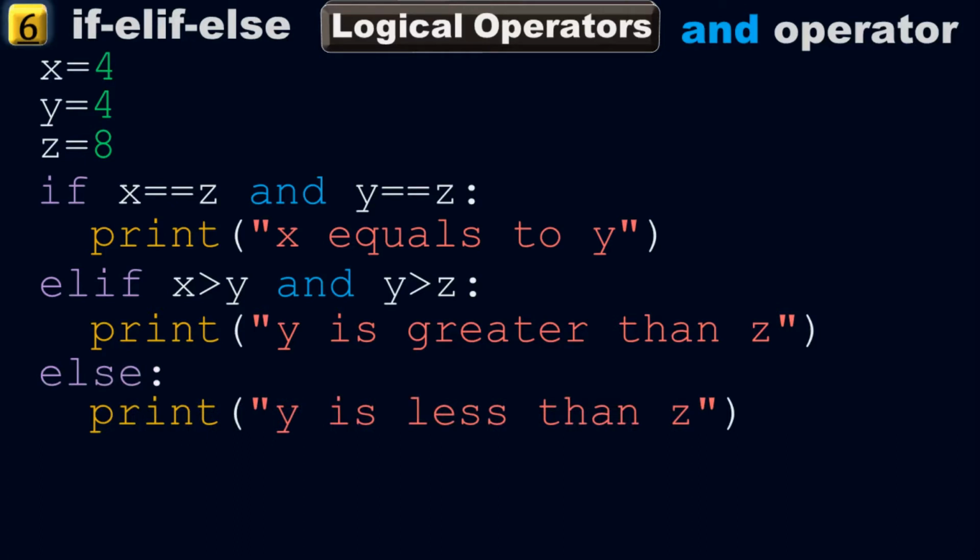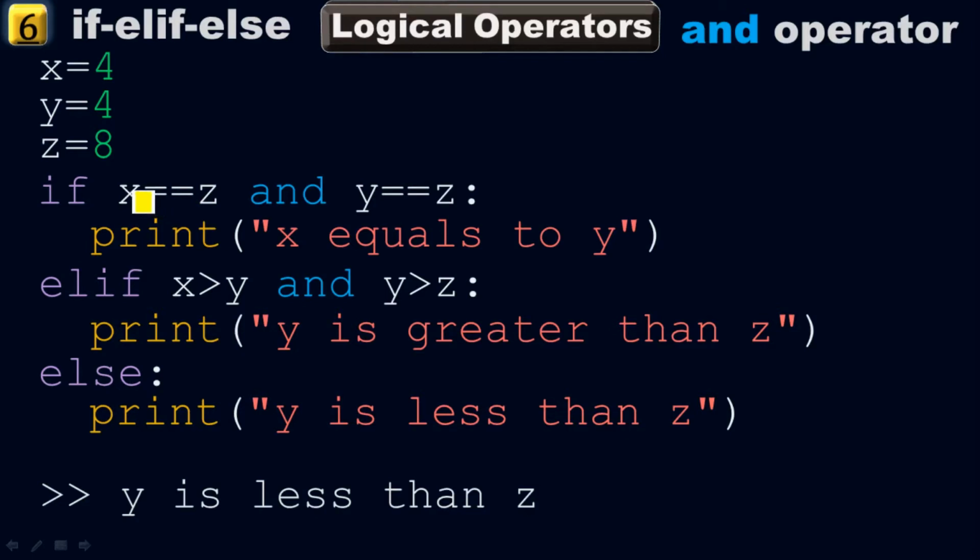When you run it in Colab or in VS Code, you will get y is less than z in the final output. This is my answer. Look at here. Again, we have three variables, x, y, and z. x equals 4, y equals 4, and z equals 8. The program will check all the three conditions one by one. It will first check the first condition, which is if x equals z and y equals z. As I said, both of the terms must be satisfied. They must be true. Only then this part will be executed.